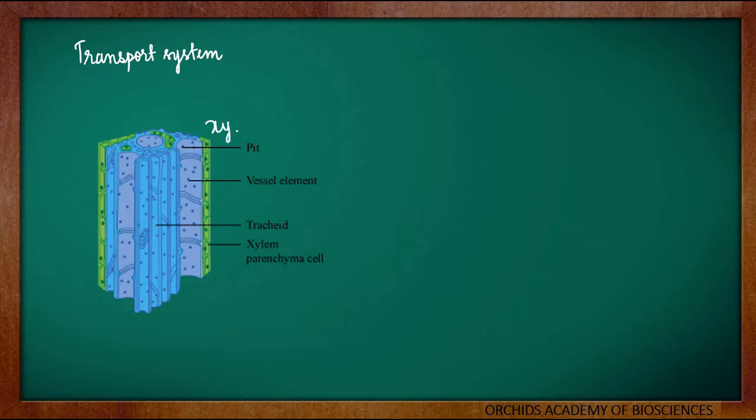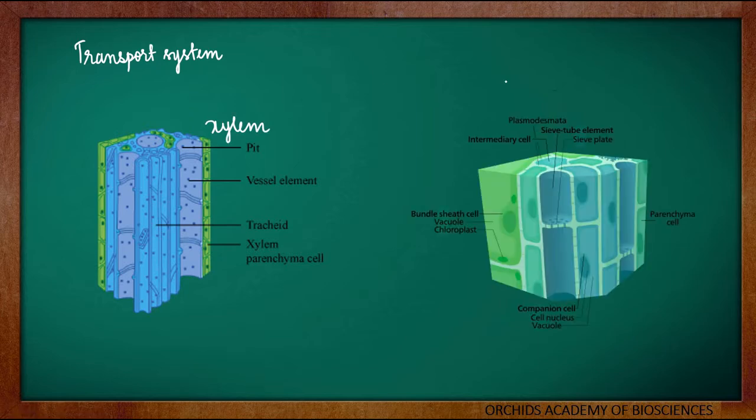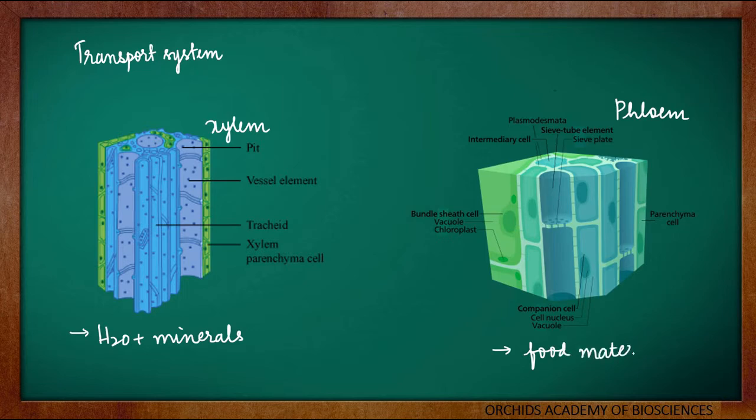The transport system of plants is made up of xylem and phloem. The xylem is responsible for the transportation of water and minerals, whereas the phloem tissue is responsible for the transport of food materials which are produced as a result of photosynthesis. In the xylem, the movement of water and minerals is always in the upward direction, and it is always unidirectional.